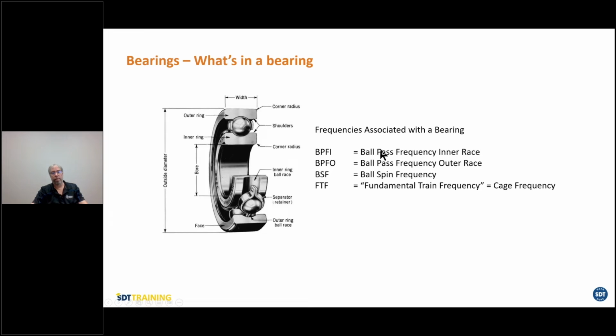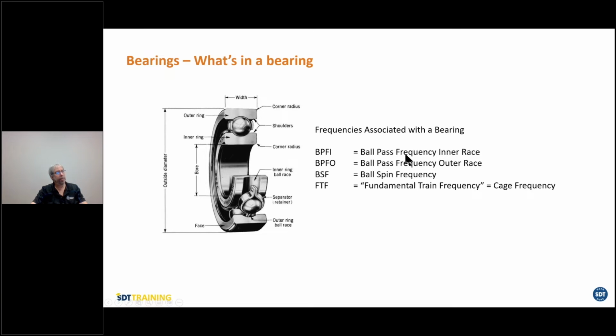What's inside of a bearing? So this is what we're talking about, bearings. Let's see what's inside of a bearing. You have an inner race, outer ring, inner ring, balls, and of course the cage, which holds everything in the retainer. We call it a retainer. It's also a cage. So these are the components we see.